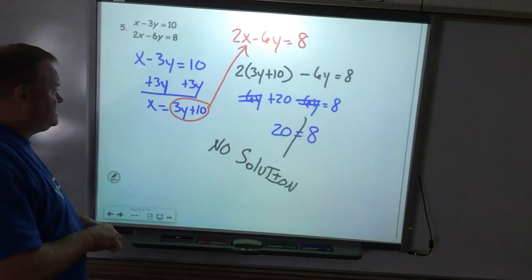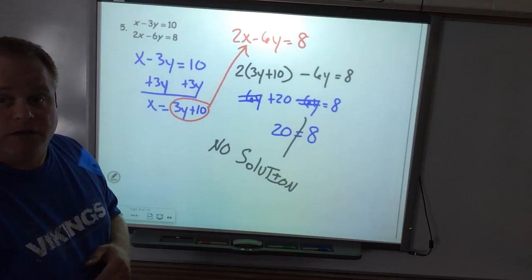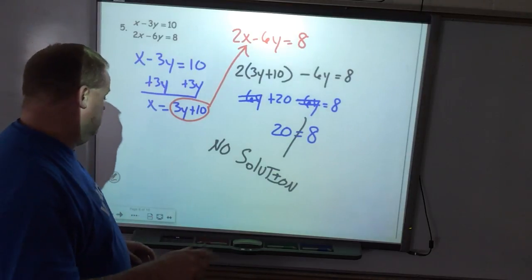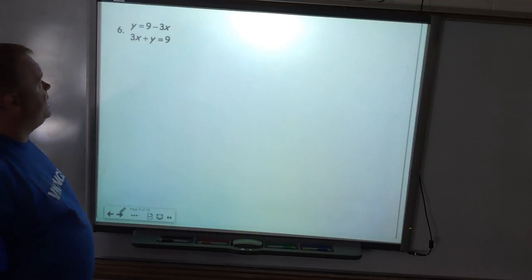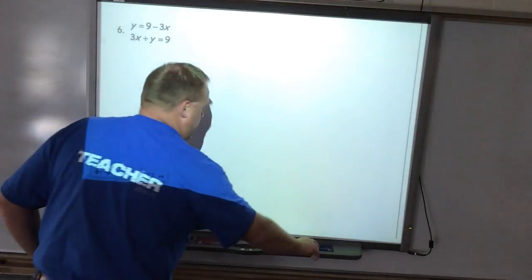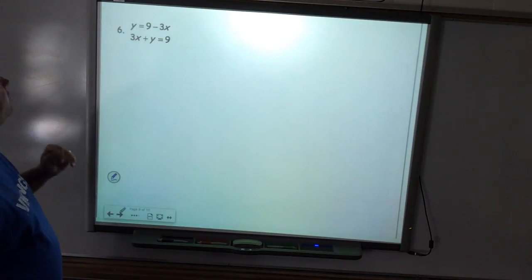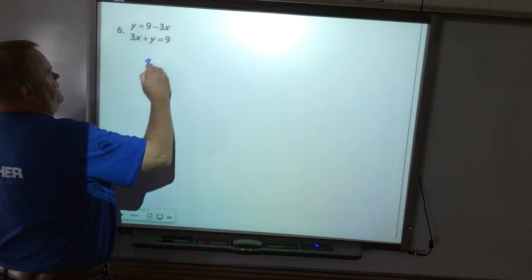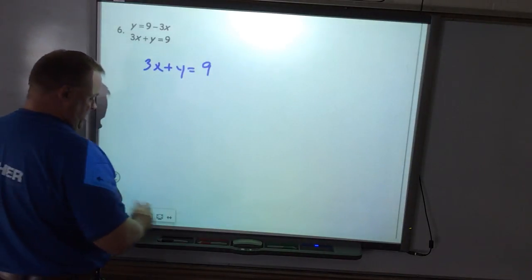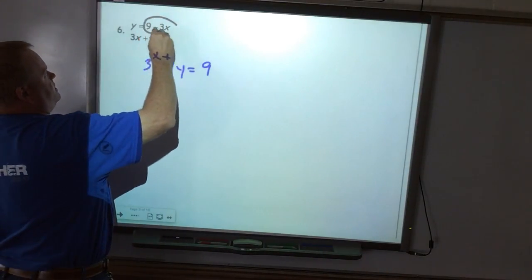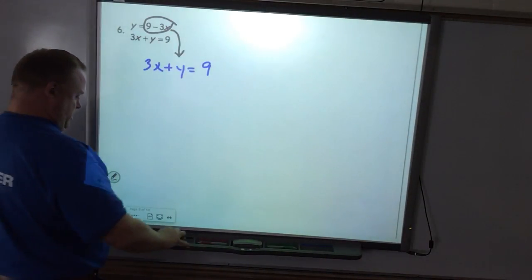All right, one last example. Reminder, pause it if you need to. Catch up, get everything down. Don't forget to ask questions in class when I see you. The last one: y equals 9 minus 3x, and 3x plus y equals 9. I've got a y by itself already, so I'm going to plug that into the other equation. That other equation is 3x plus y equals 9. And I see this 9 minus 3x for y, and I want to plug it in to that equation right there.